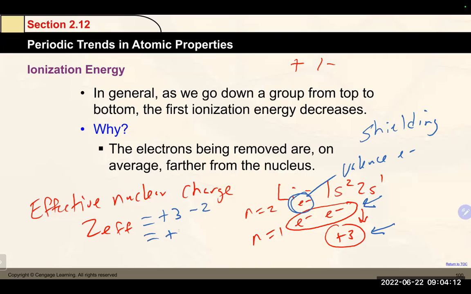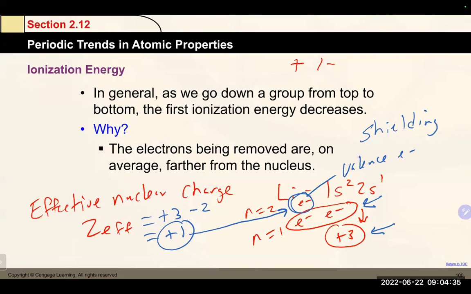And that tells us that actually this valence electron out there is feeling more like a +1 attraction to that nucleus rather than the full +3 attraction to the nucleus. And that means it's not going to be held as tightly. And that is why something like lithium, you don't need a lot of energy to remove that electron. It's not going to be held as tightly.